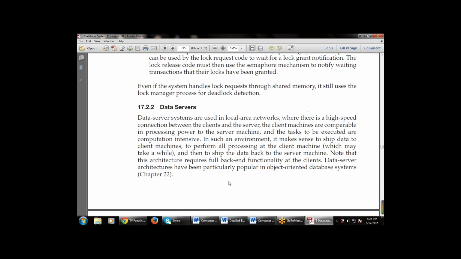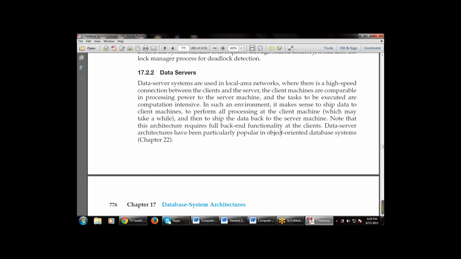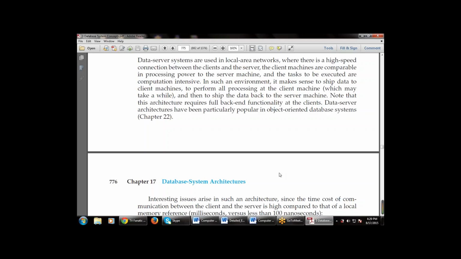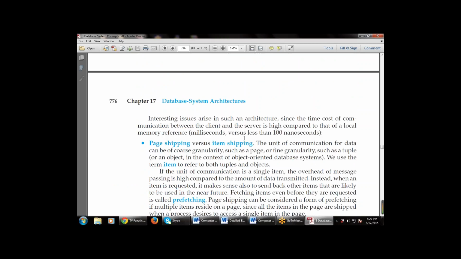Then we talked about the data server, that is, the servers that contain or provide the data are known as data servers, for the client machines and the data available in the database systems. Data server architecture has been particularly used in object-oriented database systems, which take the object and make the necessary changes in the database system.